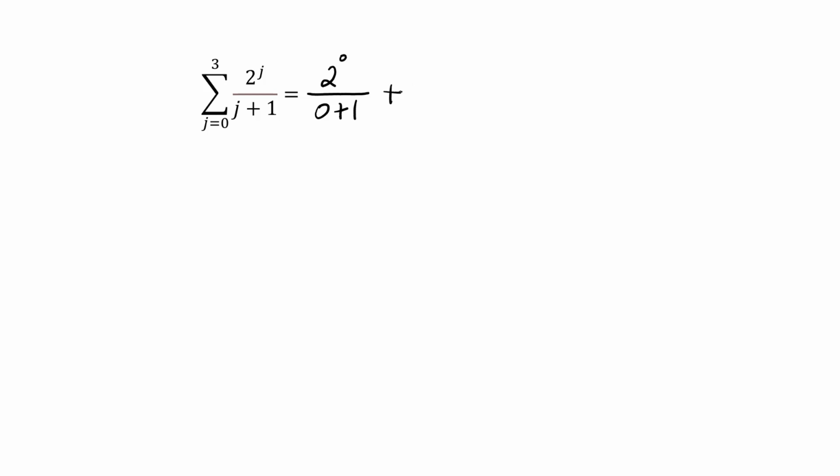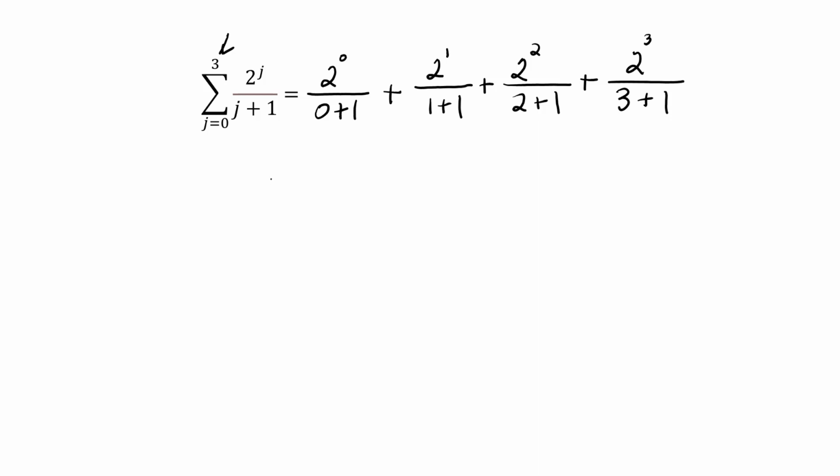Now you're going to go up to 1. 2 to the 1 over 1 plus 1. Then you're going to add the next thing. You're going to go up to 2. So now everywhere you see a j, you're going to put a 2. So 2 to the 2 over 2 plus 1. Then you're going to make j 3, and that's the final one, because that's where you're supposed to stop. So 2 to the 3rd over, j is now 3, 3 plus 1. And now you're done. So you're going to go ahead and add all this up.